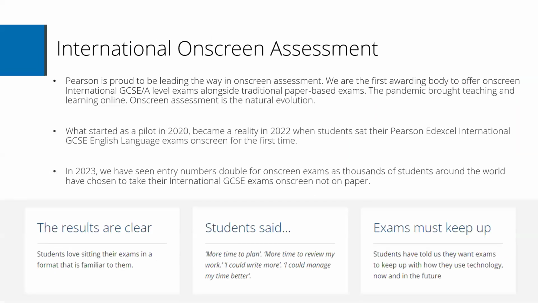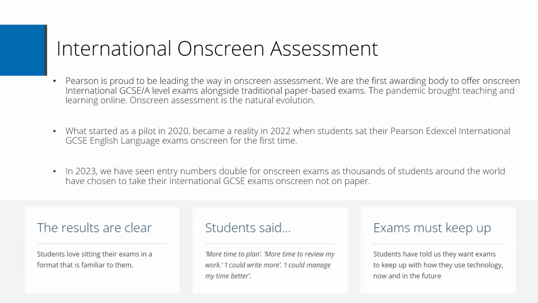So the international on-screen assessment. As you can see on this slide, Pearson's proud to be leading the way in on-screen assessment. This is relatively new. It began a few years ago, 2022, with the International GCSE English Language, and in 2023 International GCSE English Literature. Then this year we added some more international GCSE subjects, including GCSE Economics and the International A-Level English Literature and Language. And then next year we're adding some more international GCSEs to the on-screen assessment.